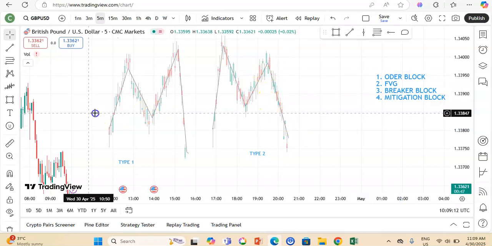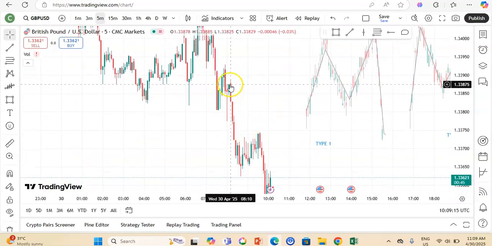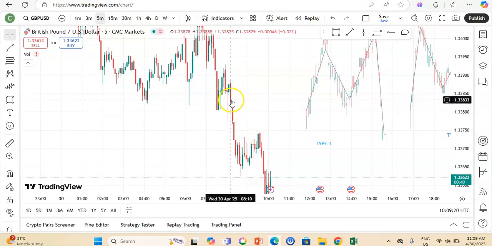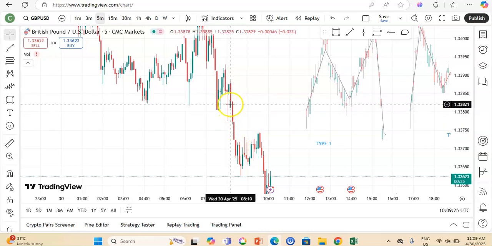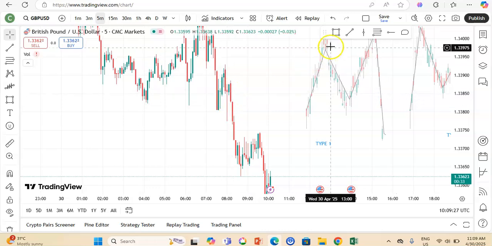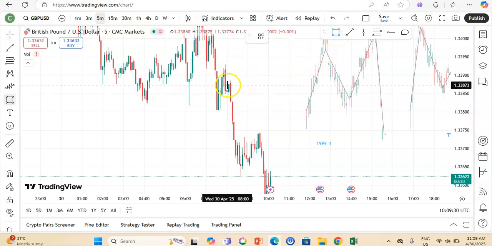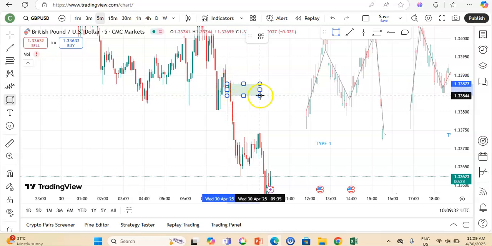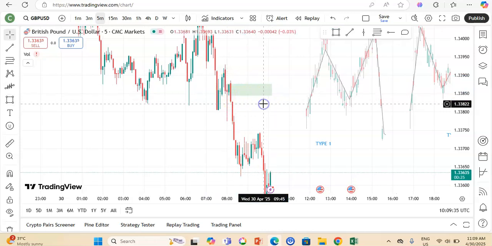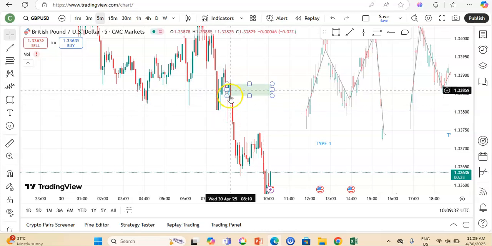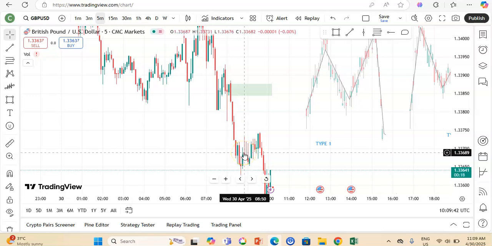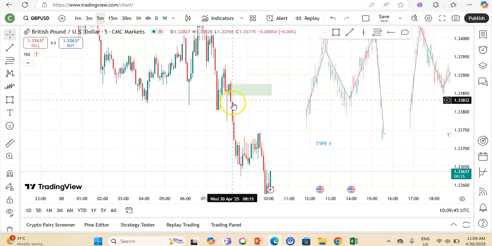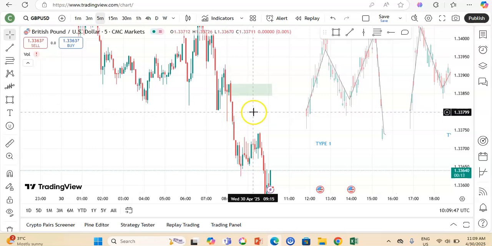Now, what am I trying to say? Look at this move that went down. Before this move dropped down, what was the last, these red candles now, these are bearish candles, right? The last bullish candle is this green one. So this green one is the order block. It's called a bearish order block, because that's the last bullish candle before a downward movement.